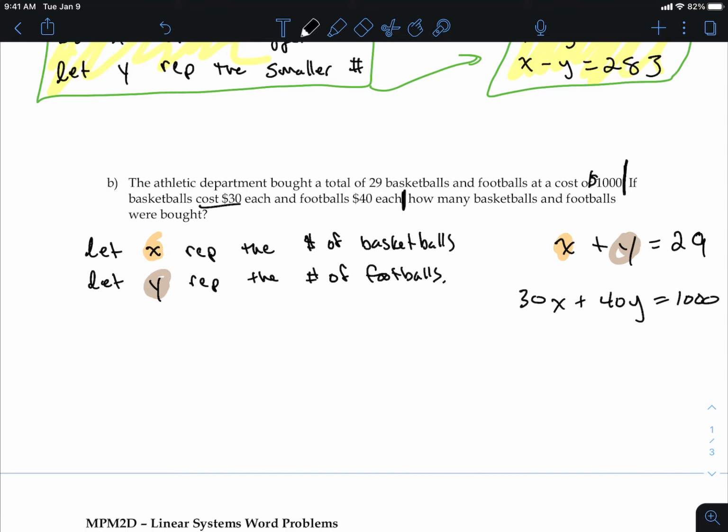Okay? Is everybody okay? So right from there, then you can just solve it. Tell me how many of each you bought, basically, is the gist. And you write a therefore statement: Therefore, I bought this many basketballs and I bought this many footballs.